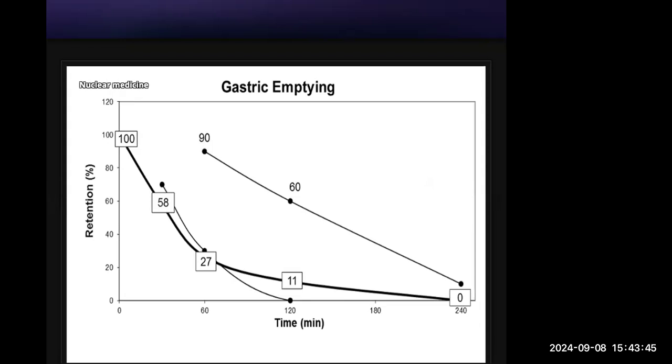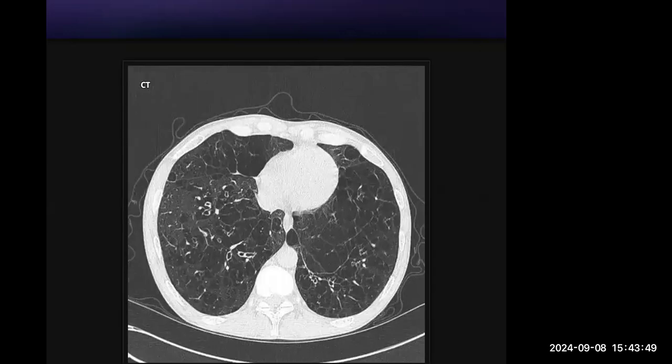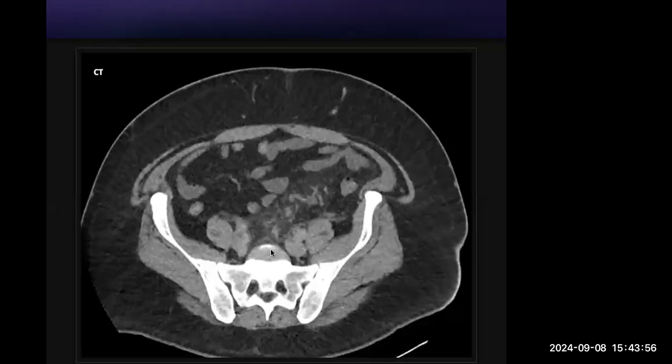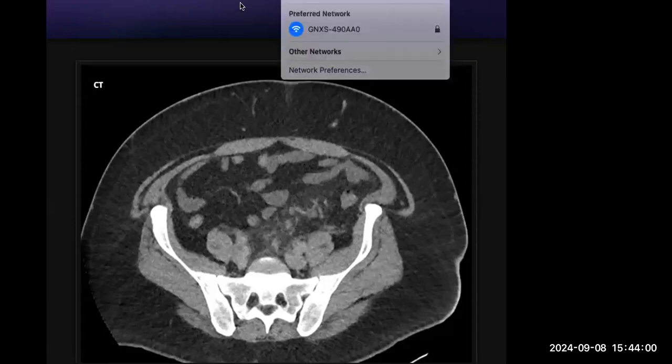Okay, no problem. Let's go back. Let's hope that the other X-ray has come back. Okay, this X-ray has not come back. Let's go to this case. Just give me a moment. I'll just stop sharing for a moment.